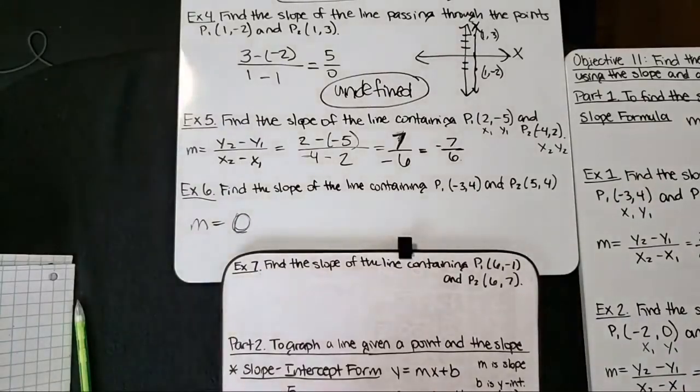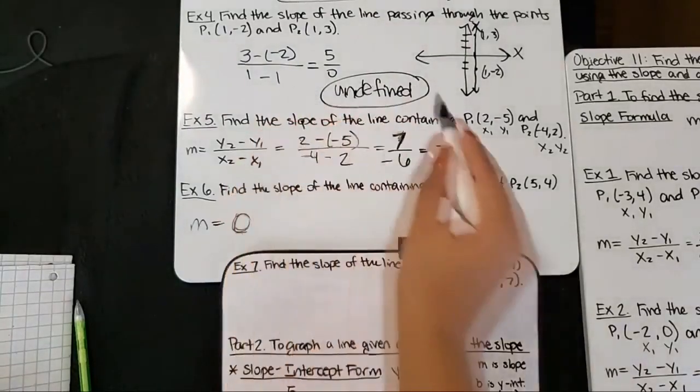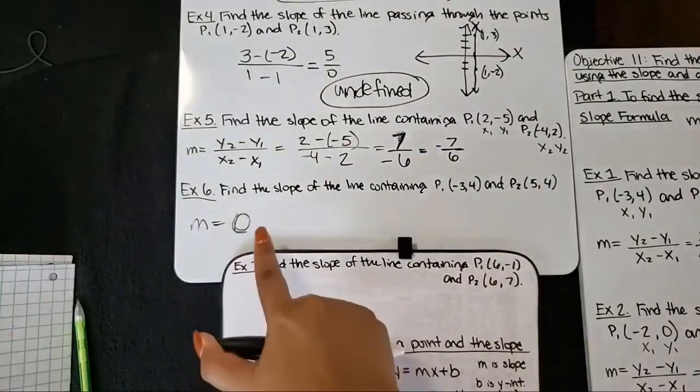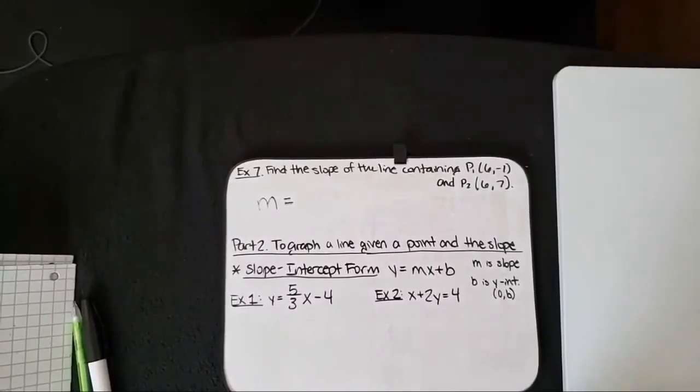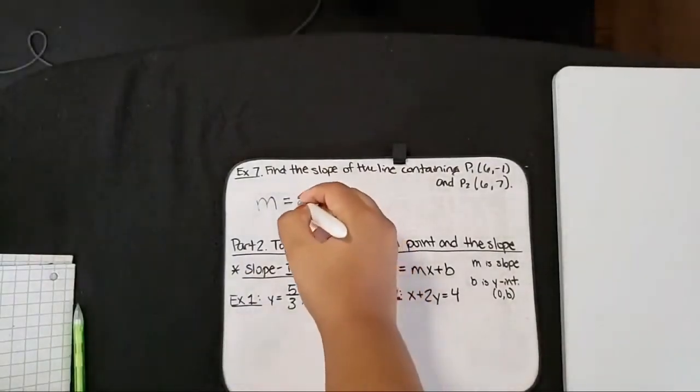We don't want to say that it's no slope because it is a slope, okay? The only thing that will be no slope would be something that's undefined, because it's a vertical line, you know, straight up and down, that has no slope. So when you get a slope of 0, say that the slope is 0. Example 7 is undefined. All right, great job, y'all.